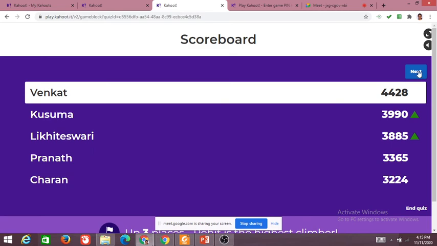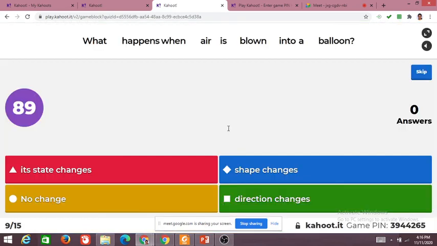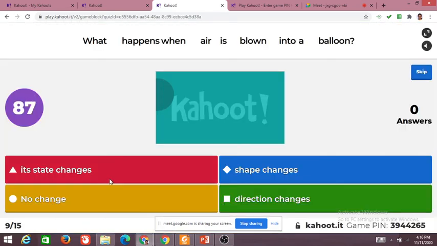Okay, next. What happens when air is blown into a balloon? Red, its state changes. Blue, shape changes. Yellow, no change. And green, direction changes. What happens when air is blown into a balloon? Its state changes, shape changes, no change, direction changes.